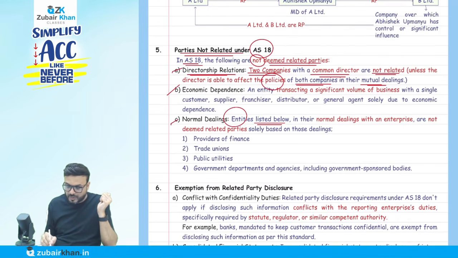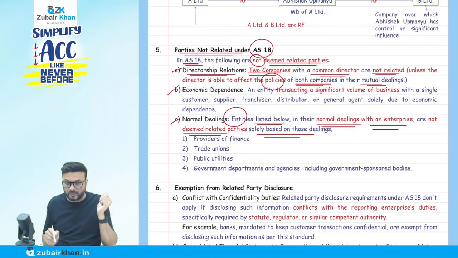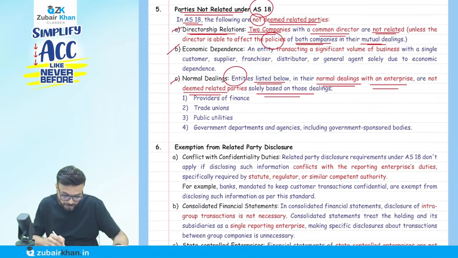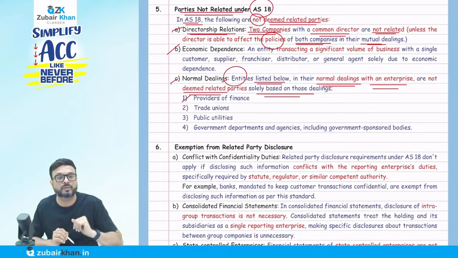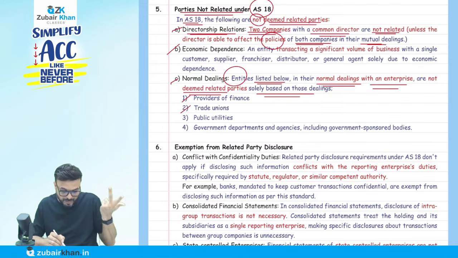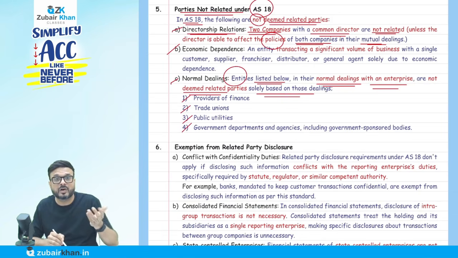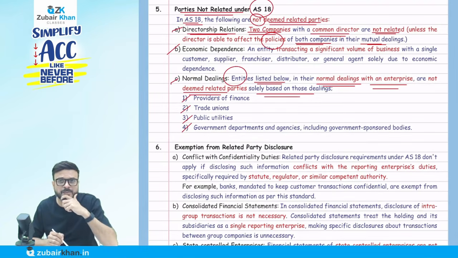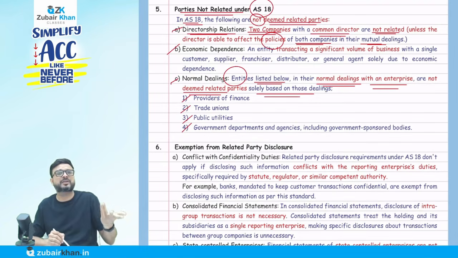Entities listed below in their normal dealing with an enterprise are not deemed a related party solely for that reason. For example, a provider of finance: we took a loan from the bank. That does not mean we are related parties. Trade unions, public utilities, government departments and their agencies, including government-sponsored ones. When we have a transaction with any government department or public utility or trade union, or we have taken a loan, these are normal transactions. Don't presume that they are related parties to me.